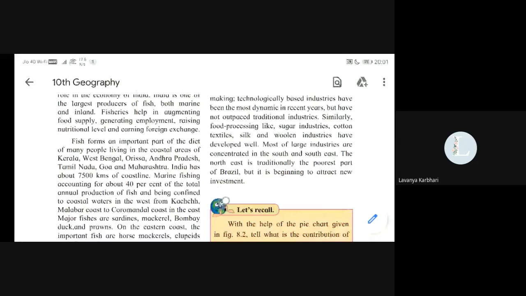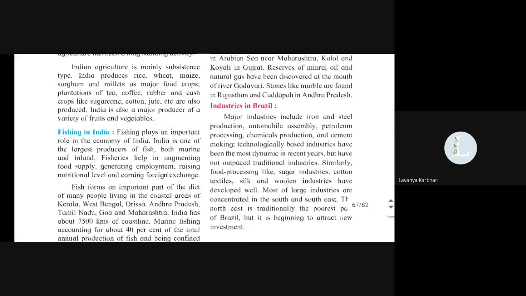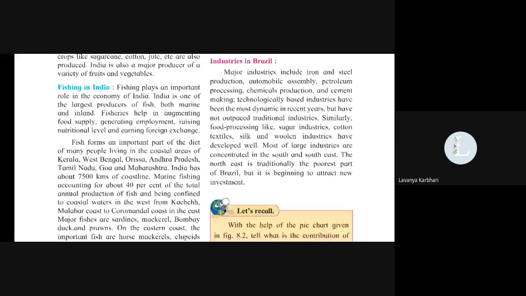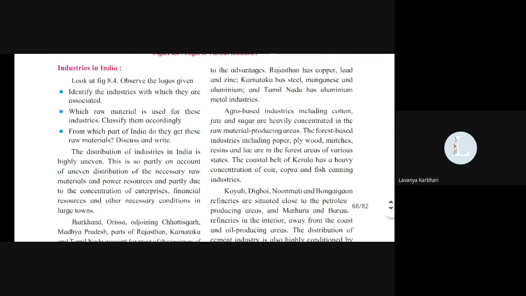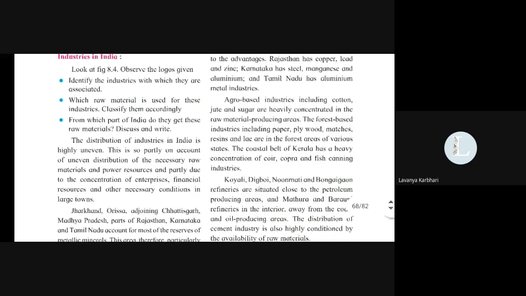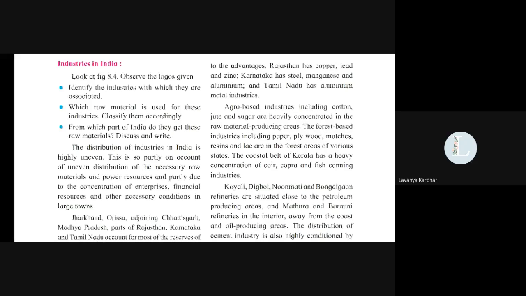Okay. So yesterday we have seen industries in Brazil. Fishing industry, mining industry, and agriculture in India. Also the industries in India. What type of industries in India? What type of production is in what area? In which state is what type of production taking place?